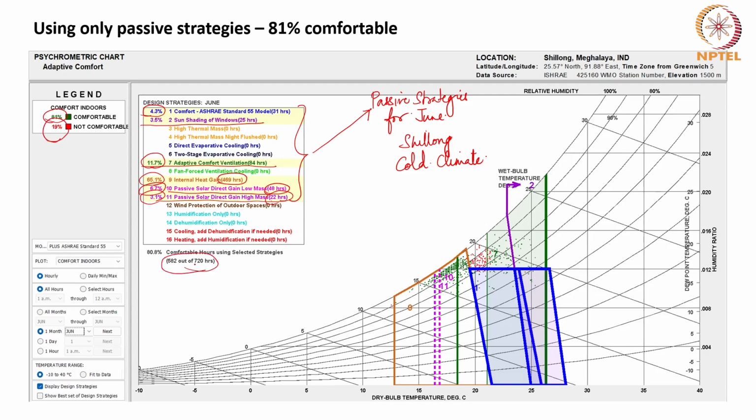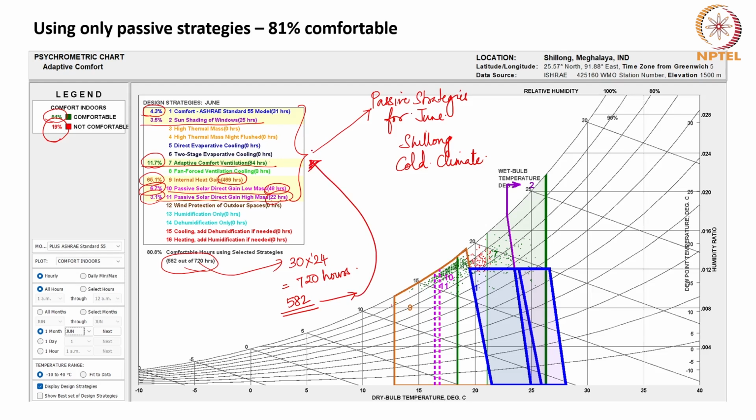Out of 720 hours, how do we get this 720 hours? Say for the month of June, 30 days into 24 hours, 720 hours. Out of that, 582 hours are comfortable just with appropriate passive strategies.